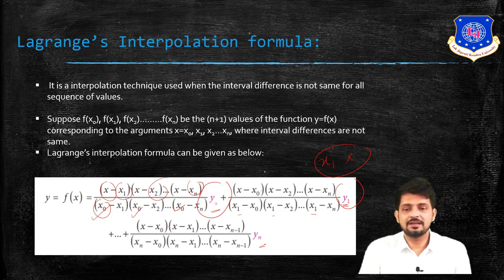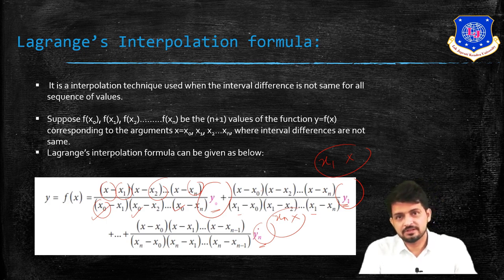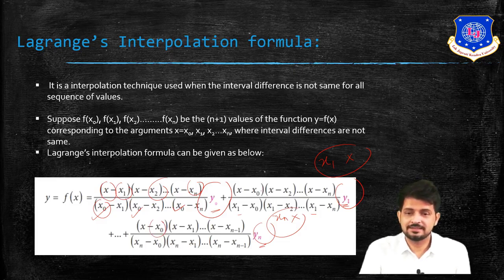And what will be my last term? The last term that I am writing for yn, I have to subtract all the values except xn from x. So x minus x0, x minus x1 and so on up to x minus xn minus 1. We are not subtracting xn, but we are subtracting the previous value, that is xn minus 1, and in the denominator we have to subtract these same values from xn. So it can be written as xn minus x0, xn minus x1, xn minus x2 and so on up to xn minus 1.